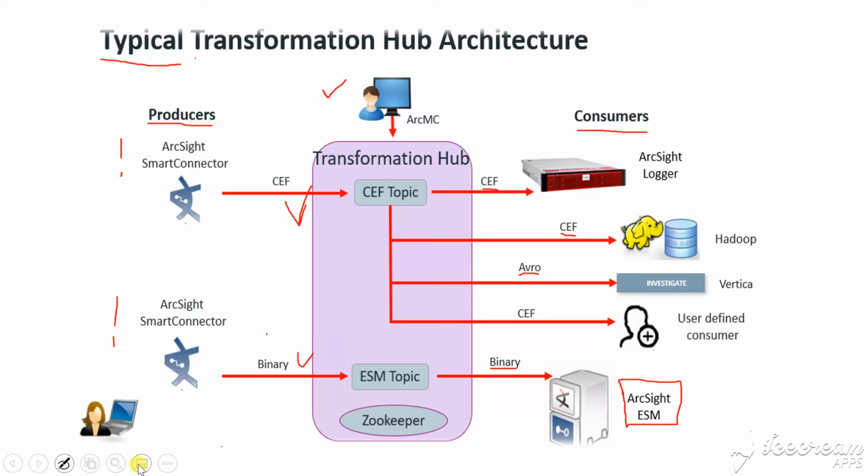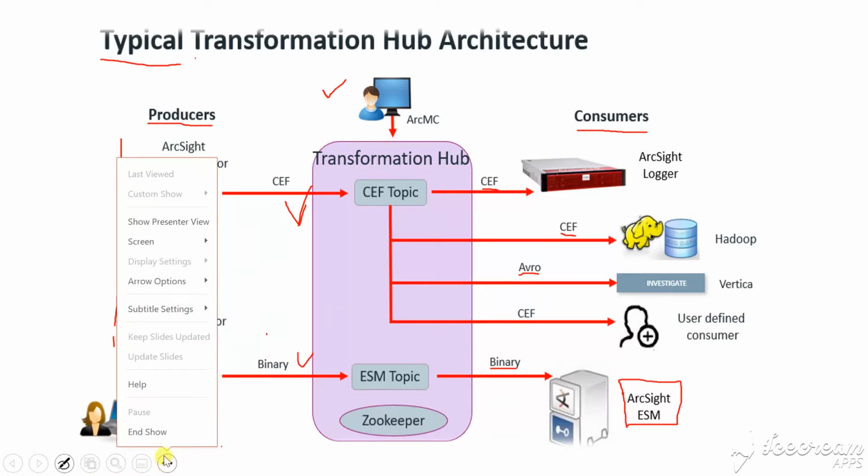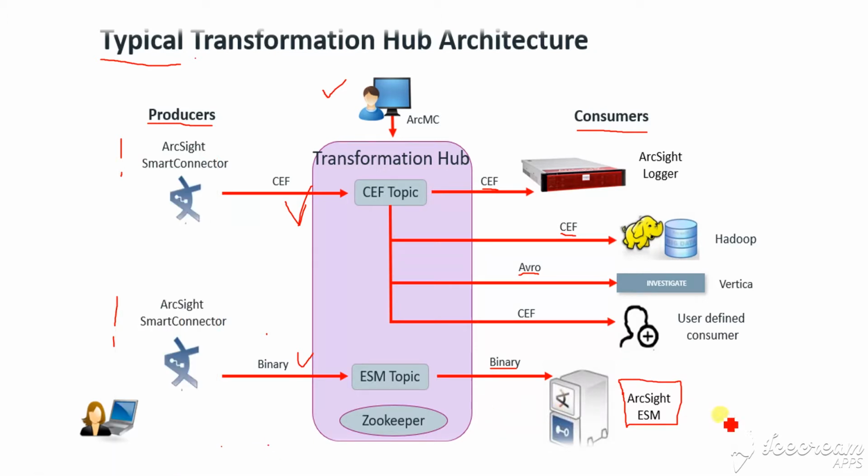Its architecture is based on Apache Kafka, like I've already said, and it supports native Hadoop distributed file systems, HDFS. As you can see from this screenshot on the right side of our screen, it enables ArcSight Logger, Investigate and ArcSight Enterprise Security Manager to gather those events like subscribers from the different topics that you can create in the Transformation Hub.